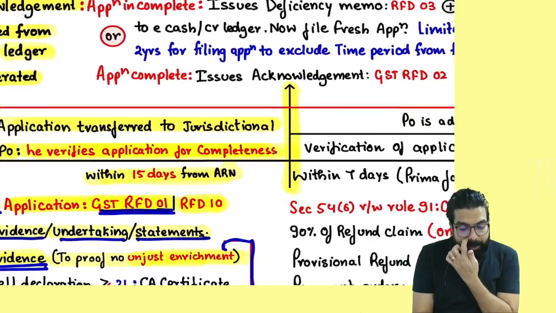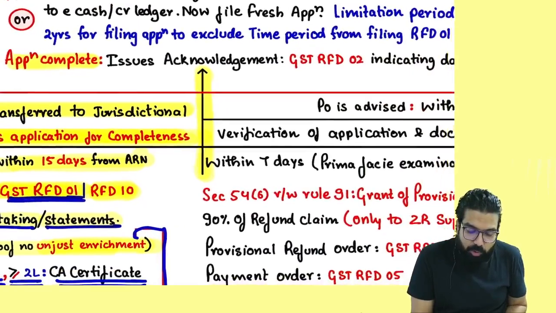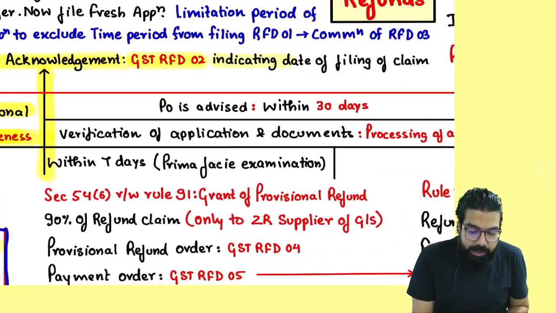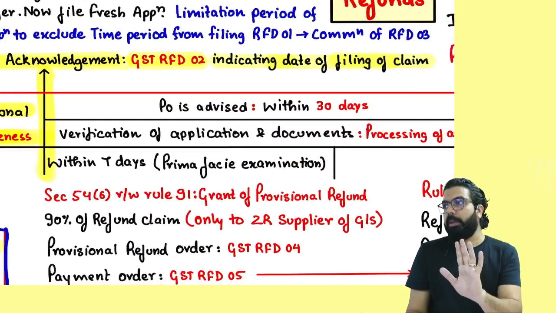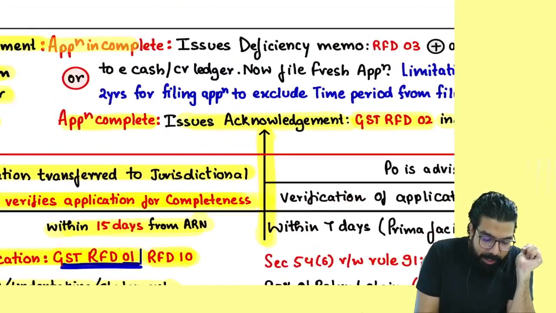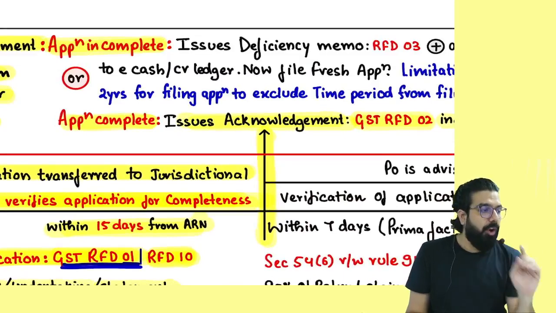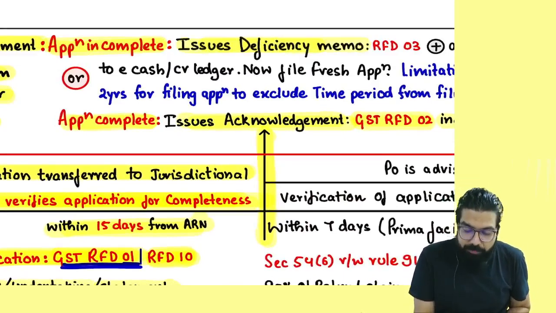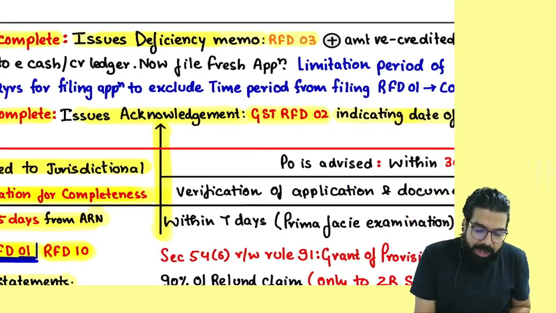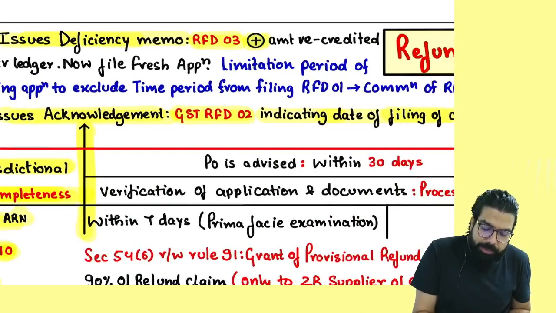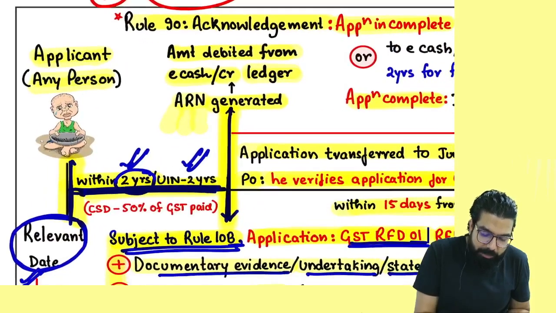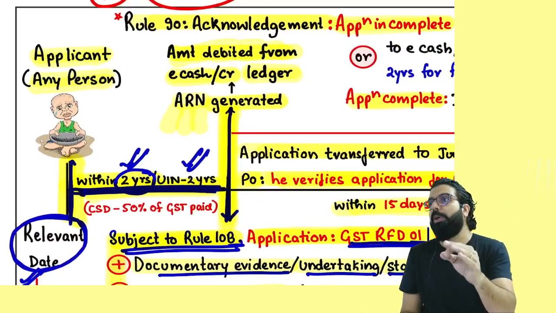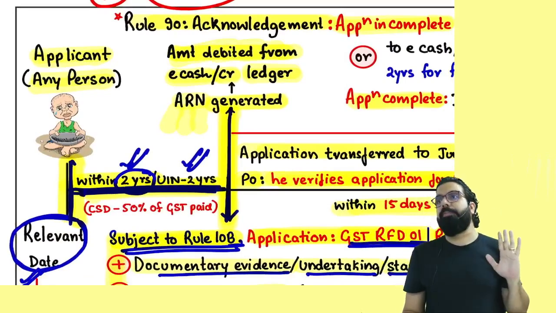If the application is complete, he will issue the acknowledgement in GST RFD 02 indicating the date of filing of the refund. But always remember this: if the application is incomplete, he will issue you a deficiency memo in RFD 03 and the amount will be recredited. Whatever debited amount was there in your e-cash ledger or credit ledger will be recredited.